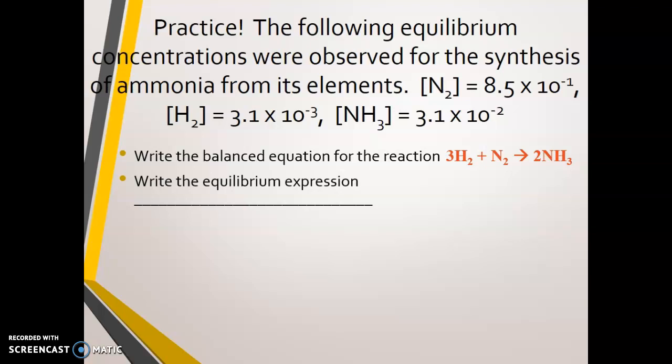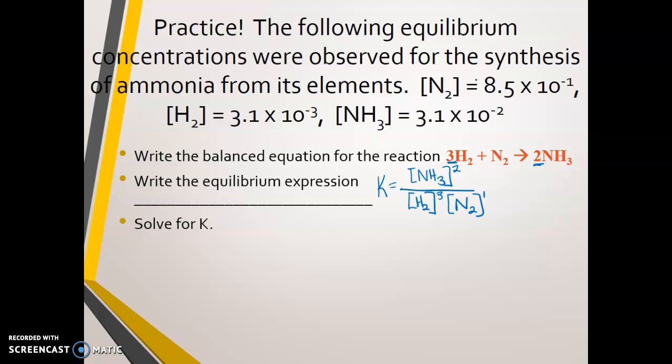So now we want to write the equilibrium expression. K is going to be equal to the concentration of NH3, and the coefficient is 2, so we're raising that to the power of 2, divided by the concentration of hydrogen raised to its coefficient, which is 3, and then the concentration of nitrogen, and there is no coefficient, so it's 1, like so.